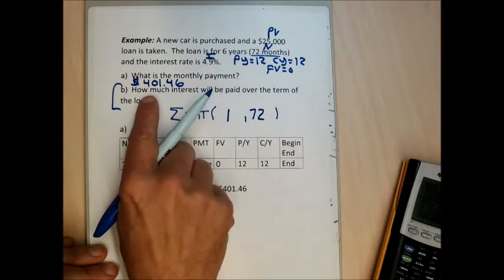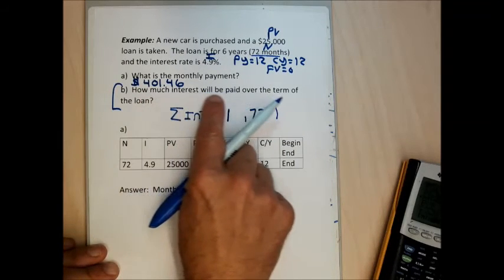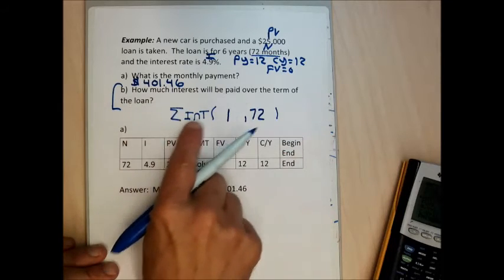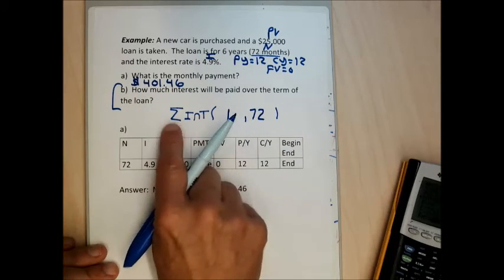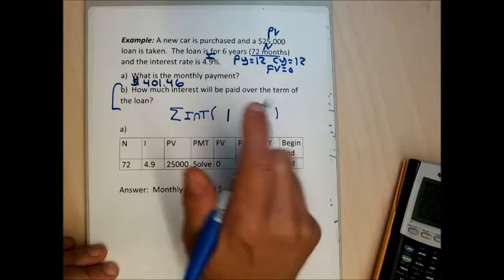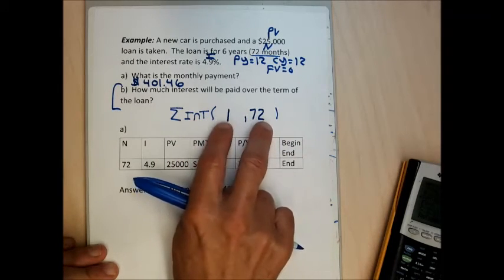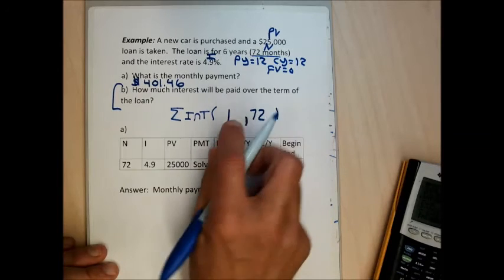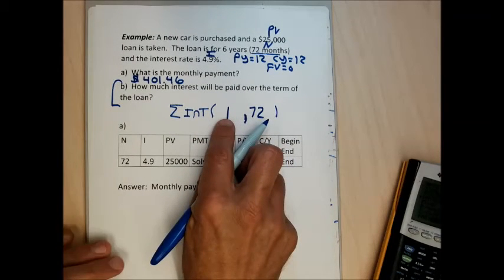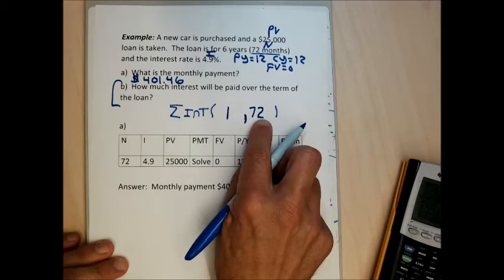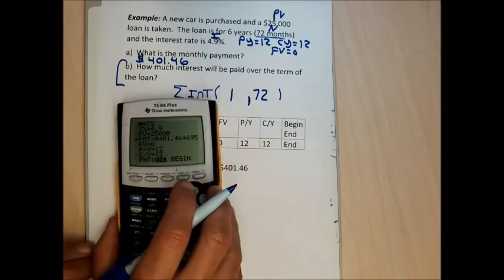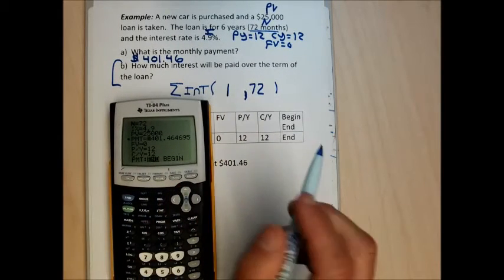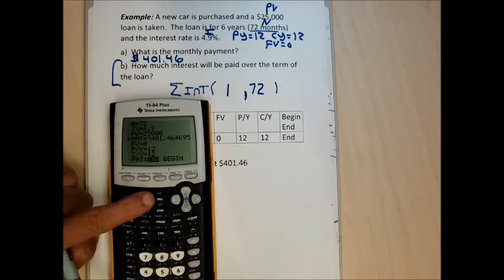So if I want to answer the question, how much interest will be paid over the term of the loan, on my calculator, I'm going to find the thing that says sum of interest, and it's going to have 2 numbers required after it, separated by a comma. The first number is always going to be 1 because I'm starting adding up the interest with the first payment, and I'm going to end adding up the interest of the 72nd payment. So I've got that payment in here. Once you get a payment in, you hit second and quit.